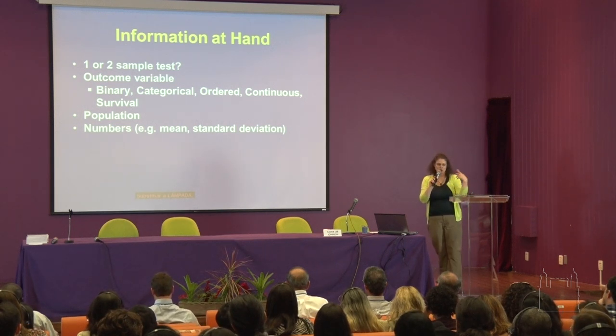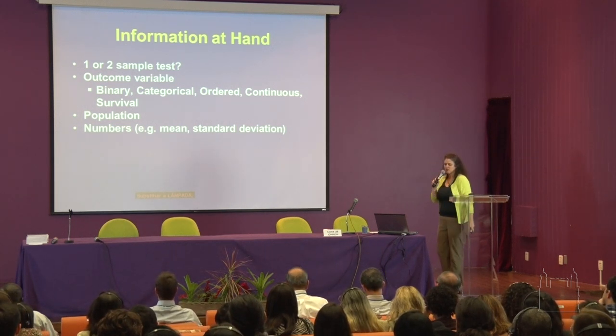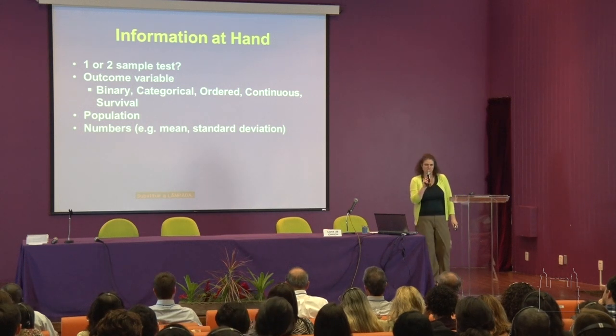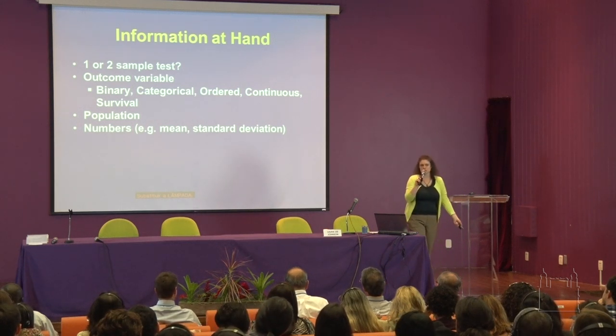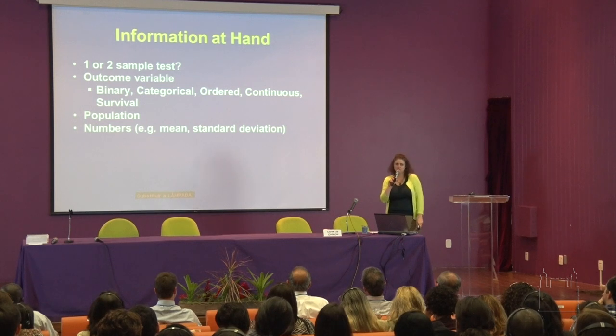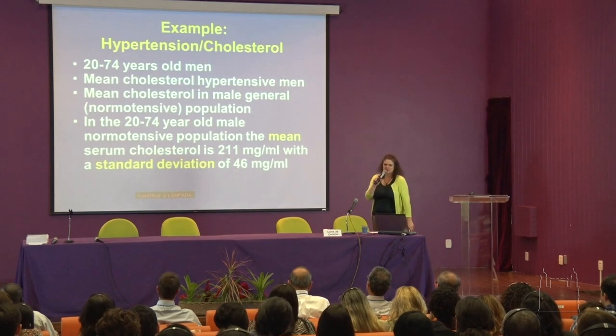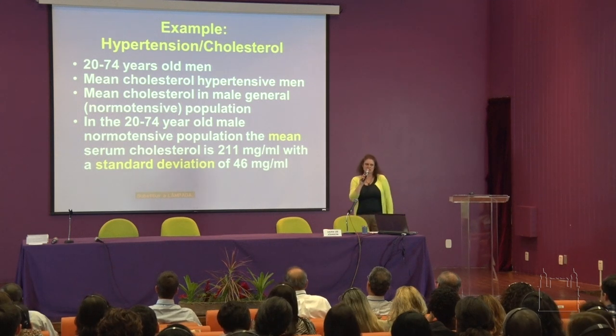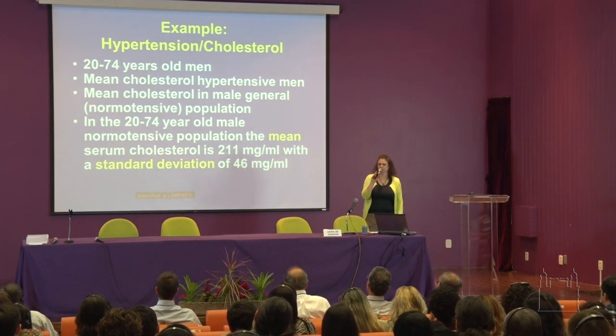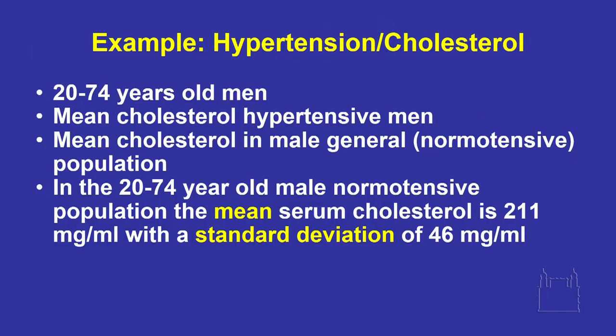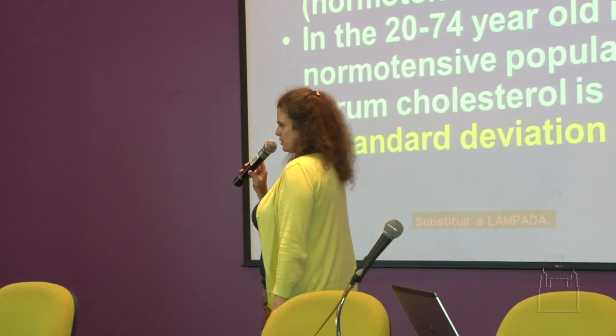Population. Who are you doing your testing in, and what are the numbers that you know about that population? What is your average birth weight in this population? What's the standard deviation for that birth weight? So I'm going back to hypertension because everybody knows hypertension and cholesterol. I have a study of 20 to 74-year-old men. My mean cholesterol in my hypertensive men, is it higher or lower than in people who have normal blood pressure?